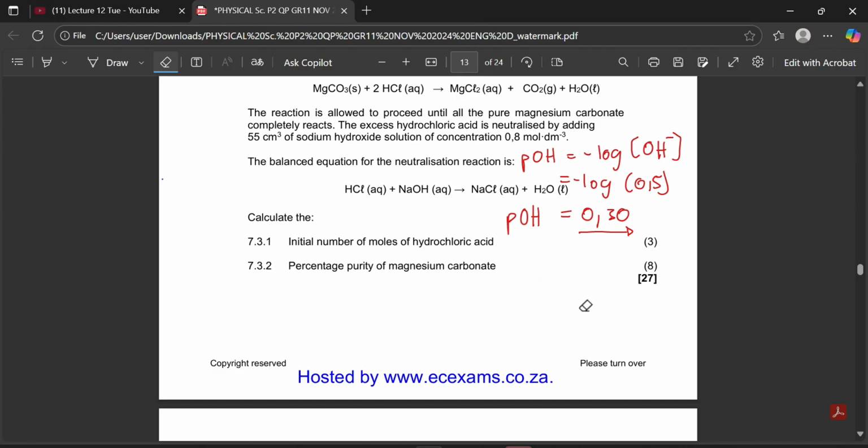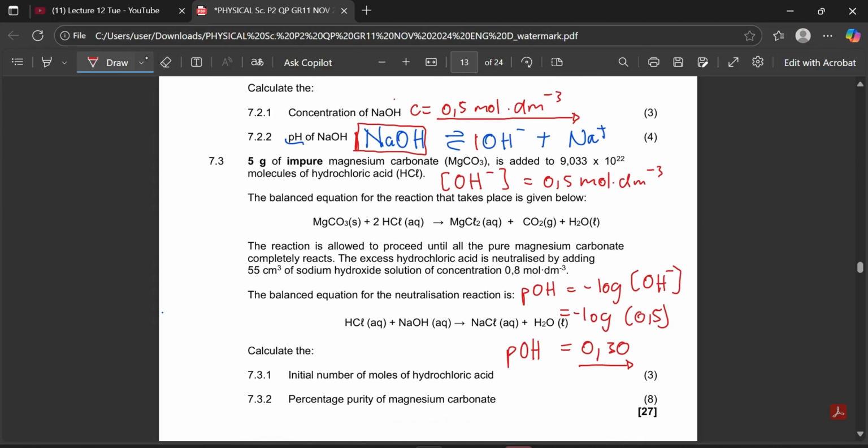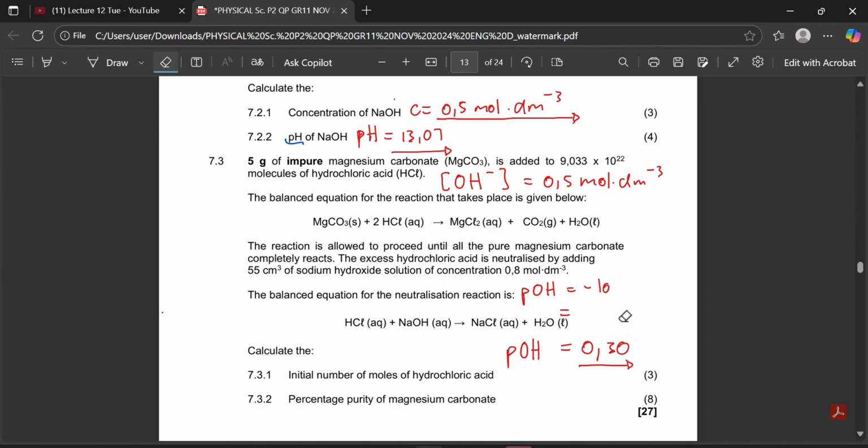So what is our pH? Oh, I removed it, but I think I remember it. What is our pH? Oh, 13.07. Okay, I'm just gonna write it down here. So our pH is exactly 13.07. Okay, so that is our pH. Cool. So what then will I have?